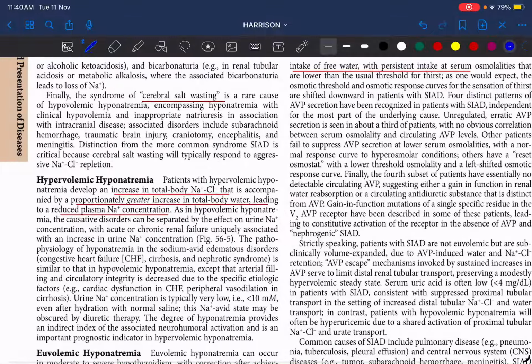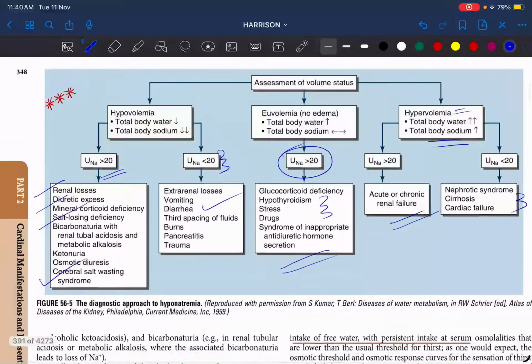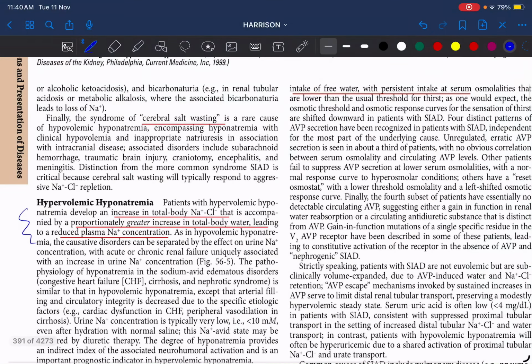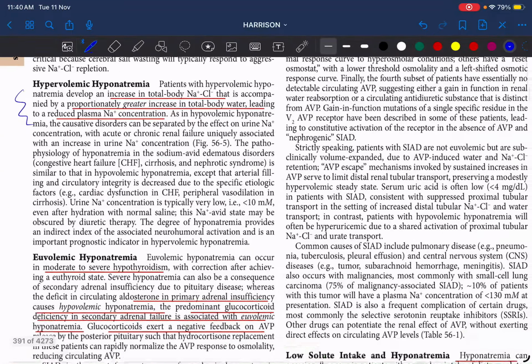In hypervolemic hyponatremia, as I told you, there is increased total body sodium chloride. This is the only condition where the total body sodium is actually increased. When more sodium and more chloride enter the body, there is a proportionately greater increase in water. As a result, more water means sodium levels appear to fall, even though the total body sodium is high, because of the increased total body water. Despite having high sodium, there is hyponatremia. That is why it is hypervolemic hyponatremia, because of more water.